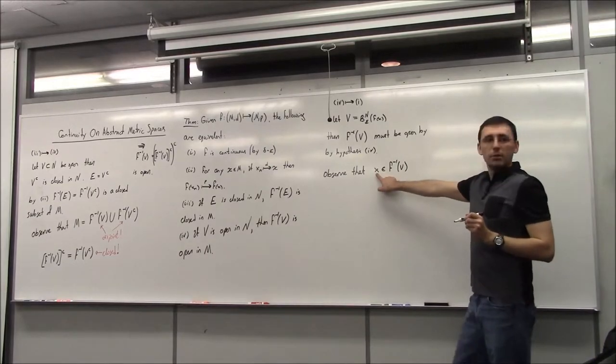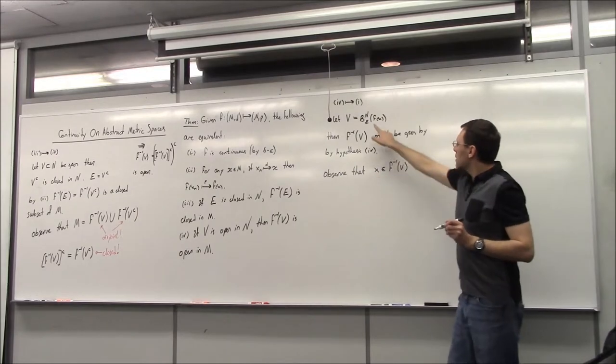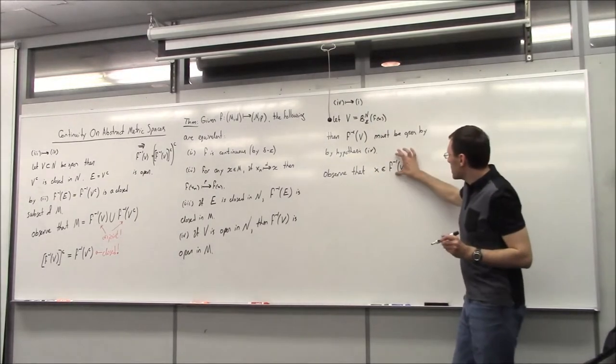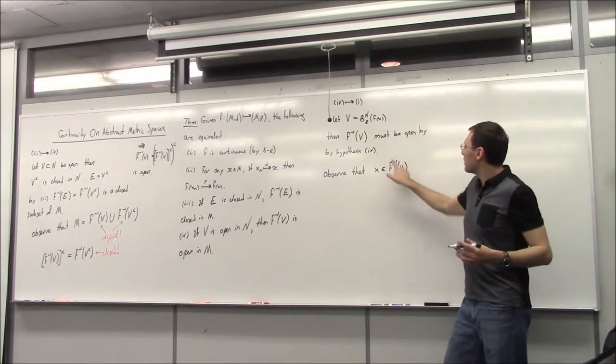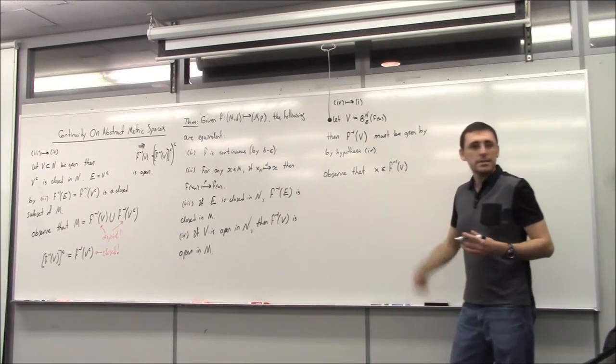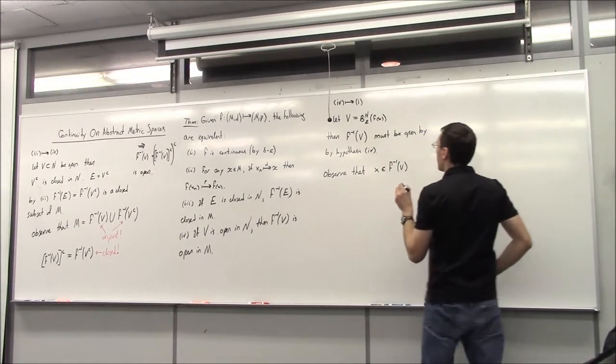Do you see why, right? Well, where is x mapped? It's mapped right into the center. So of course, it's going to be part of the preimage. Right? What is this? This is all the points that are mapped into this open ball around f of x. Really, x is going there. It's going right through the center. But the set f inverse of V is open.